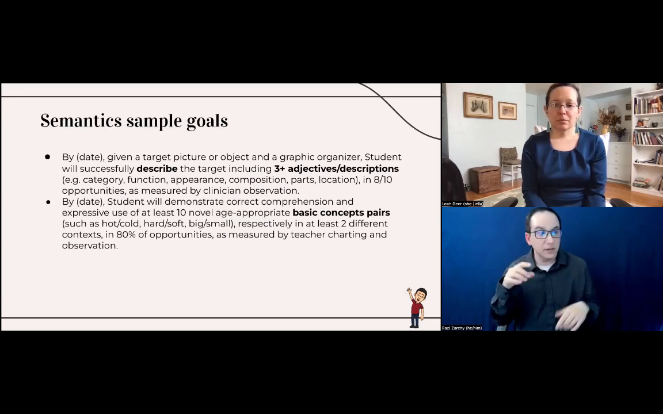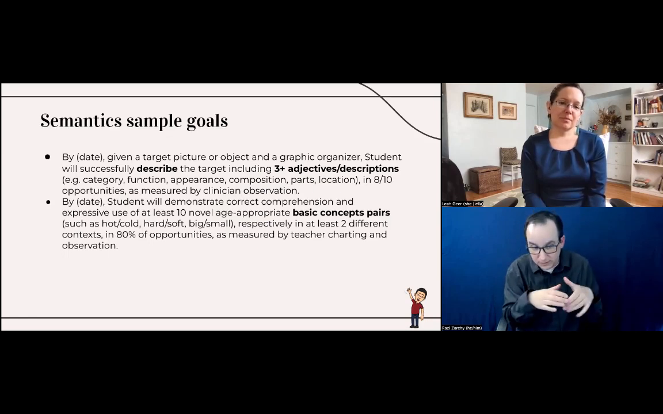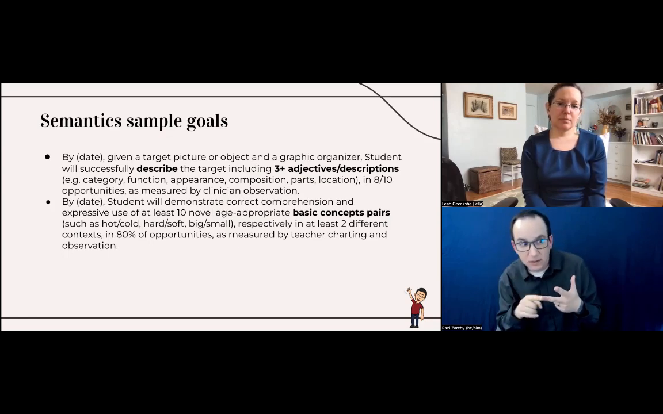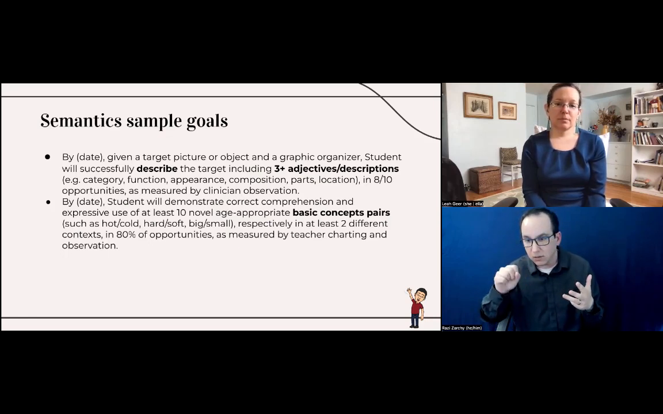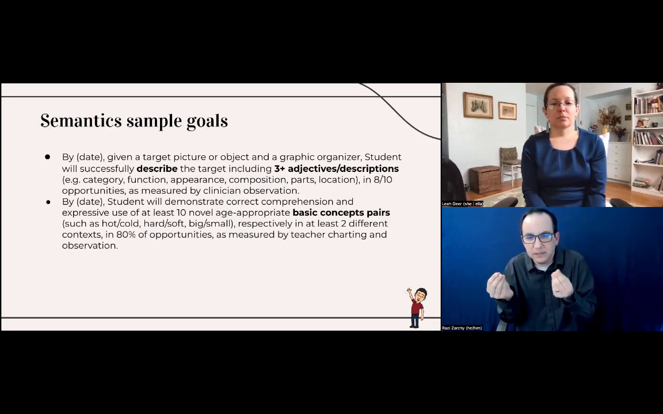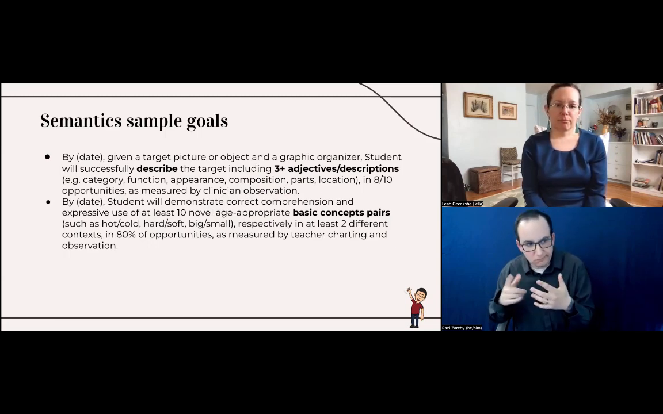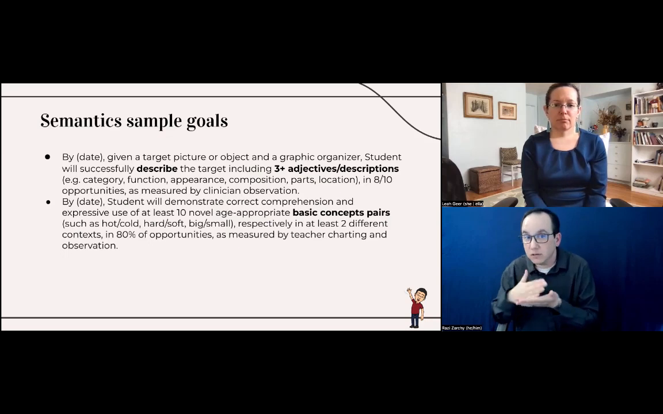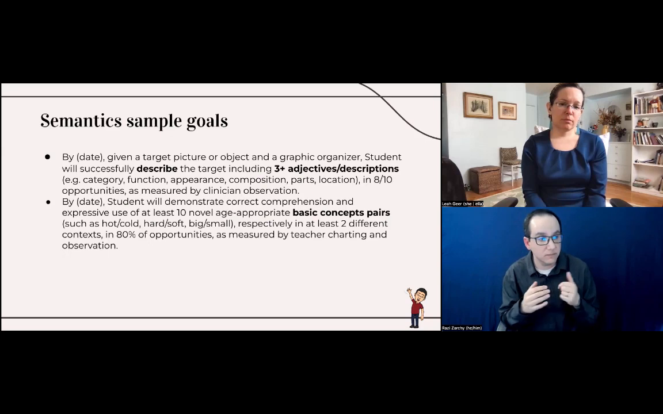For example, students need to be able to describe specific categories and the function and the appearance of something. They have to describe the composition, like what type of material, what does it feel like? Is it metal or wood? All of that. They have to describe aspects and parts of it, and then the location. Typically, where is this item found? That type of thing. So you could use a goal like this for your student.